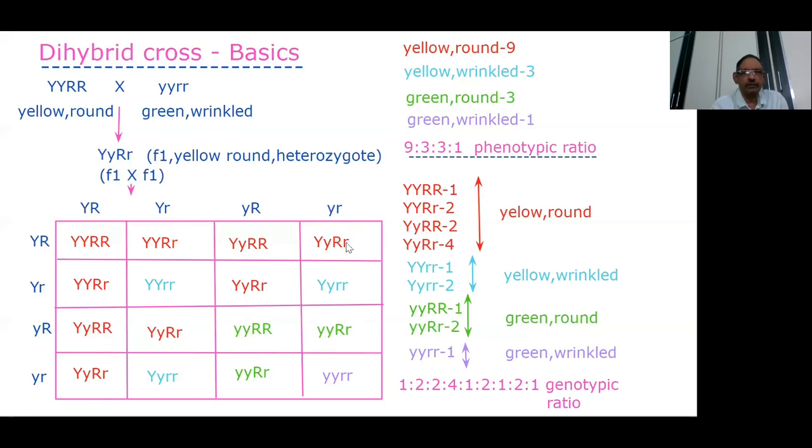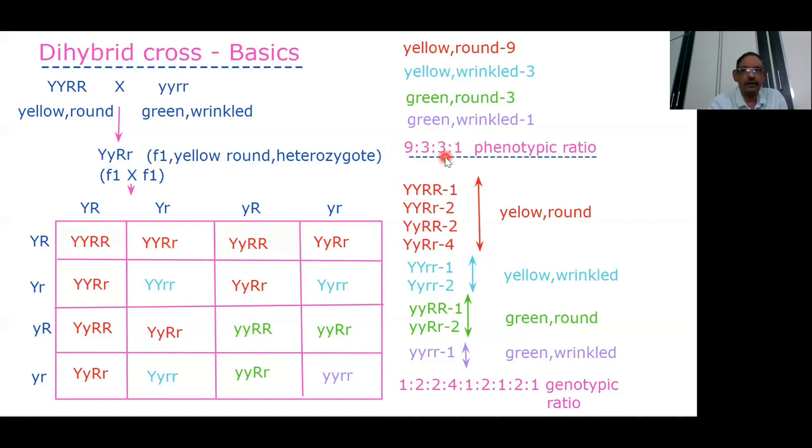In all, there are 16 combinations possible. Of these, nine combinations will result in yellow round progeny, three combinations of gametes will result in yellow wrinkled progeny, and another three different combinations will result in green round F2 progeny. Only one out of 16 is the green wrinkled double recessive progeny. This yellow round 9, yellow wrinkled 3, green round 3, green wrinkled 1 is the phenotypic ratio for a dihybrid cross. The typical phenotypic ratio in a Mendelian dihybrid cross exhibiting independent assortment is 9:3:3:1. In this, 9 and 1 are parentals, and 3 and 3 are recombinants, called Mendelian recombinants. About 10 are parentals, 6 are recombinants.